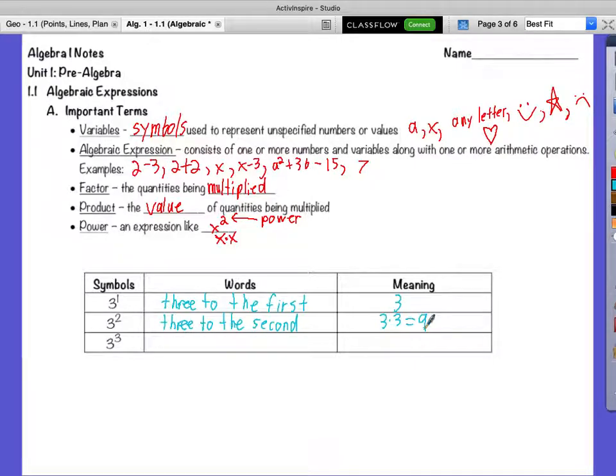What is this? How would you say this bottom one, Serenity? 3 to the third. Dalton, how many 3's would be multiplying together there? 3 of them, right? So we'd have 3 times 3 times 3. And what is 3 times 3 times 3, or 3 to the third, Zach? 27.